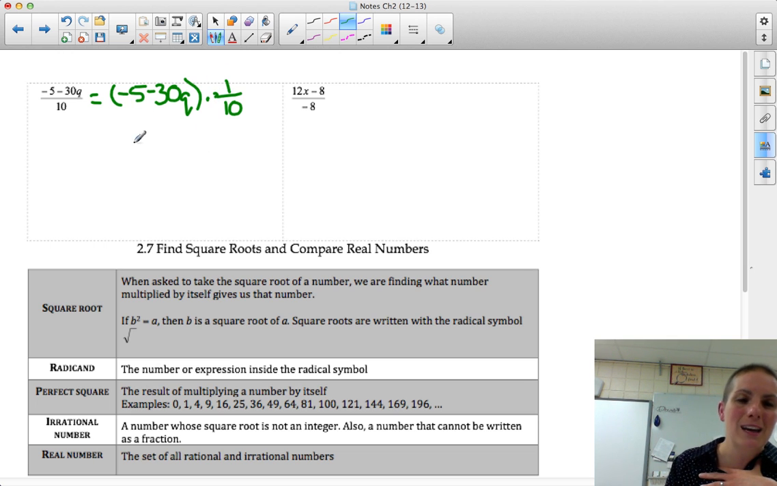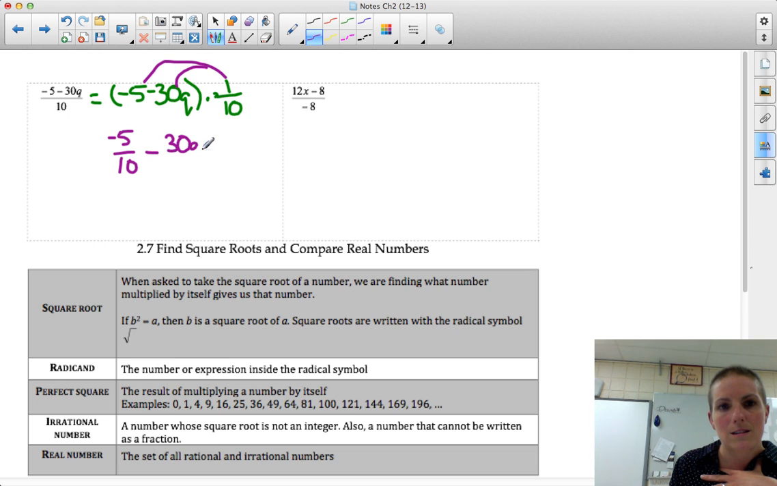Because now we're going to multiply. It's really the distributive property. Let's use some arrows here. We need to multiply here, and we need to multiply here. So that we get -5 over 10 minus 30q over 10. And we simplify each fraction. -5/10 gives us -1/2. 30q over 10, so minus 3q.